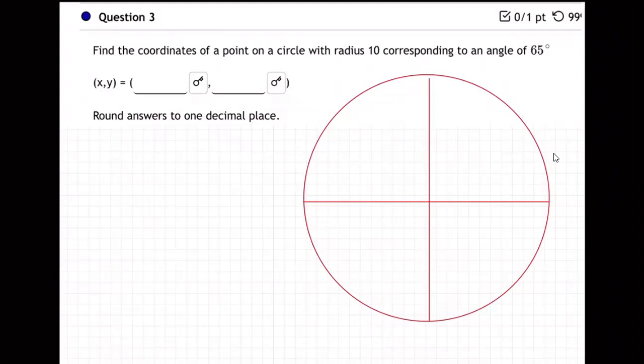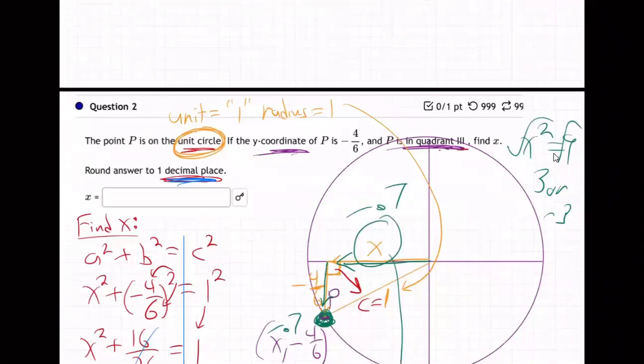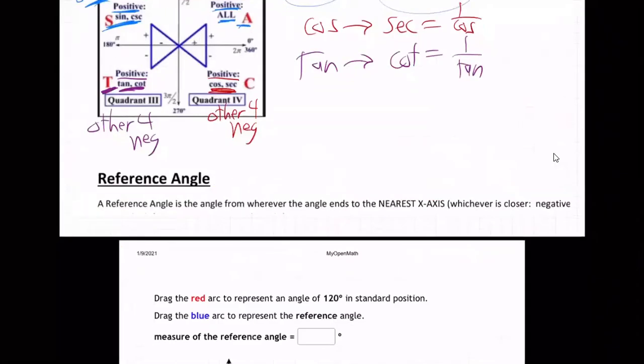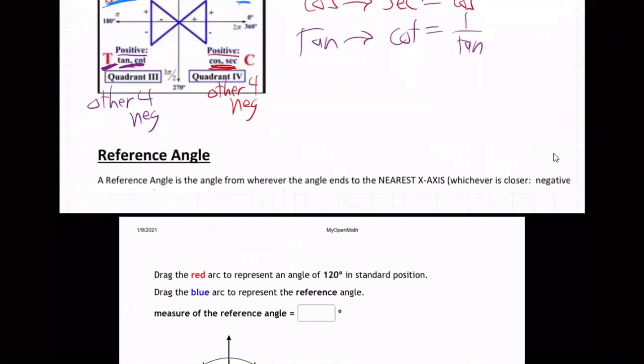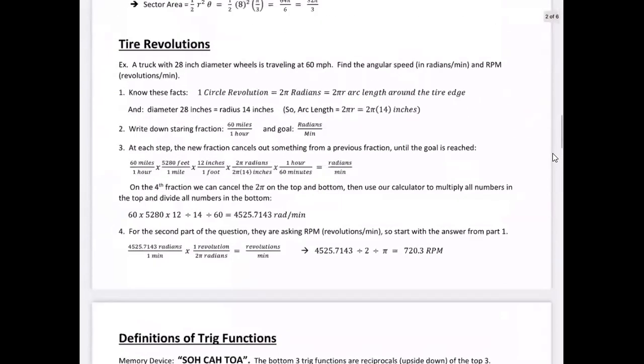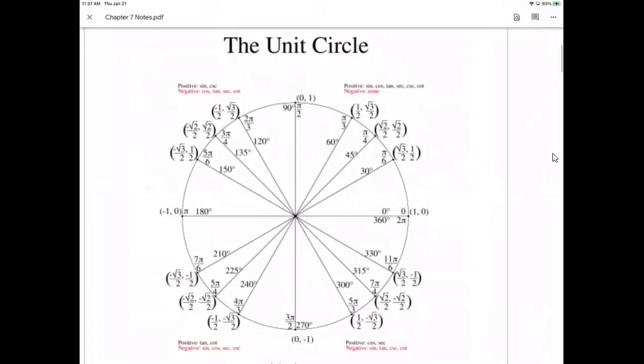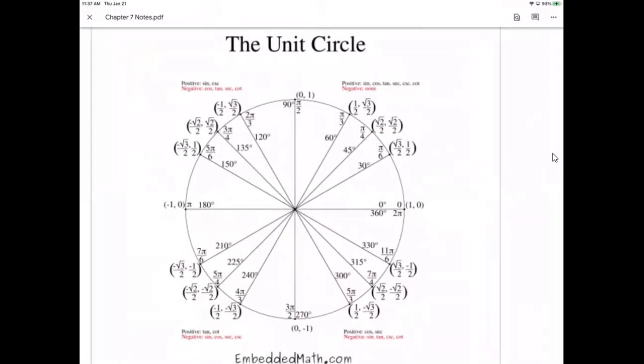Now, where is the 65-degree angle? Do you know which quadrant? You can look if you're not sure. Here, let me go to our unit circle in our notes, which is not on my screen right now. Here's the unit circle. From the notes, you'll have this. I encourage you to print this out, have this available. So 65 degrees, notice, is in quadrant number 1.